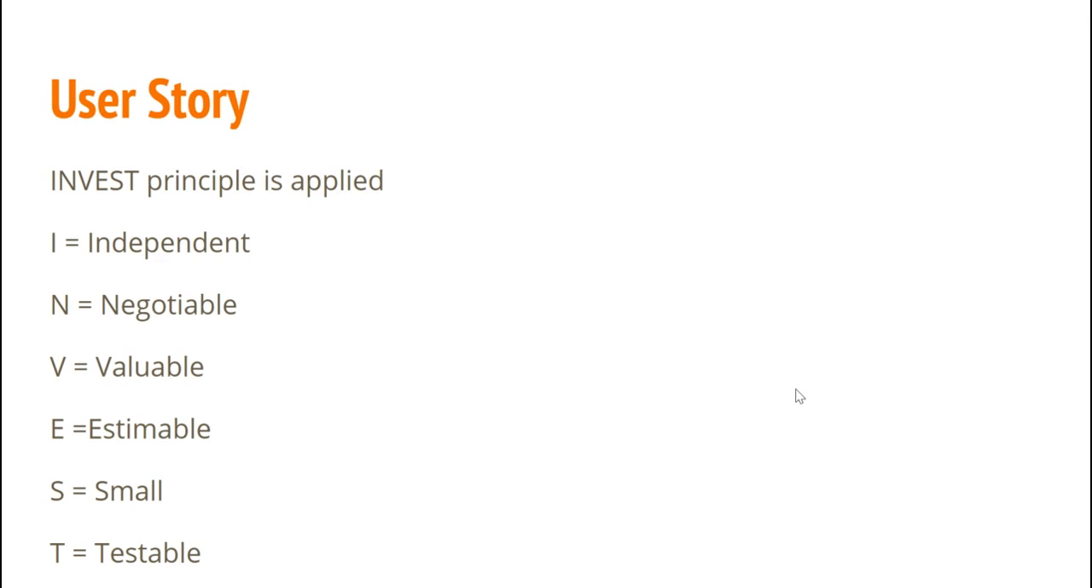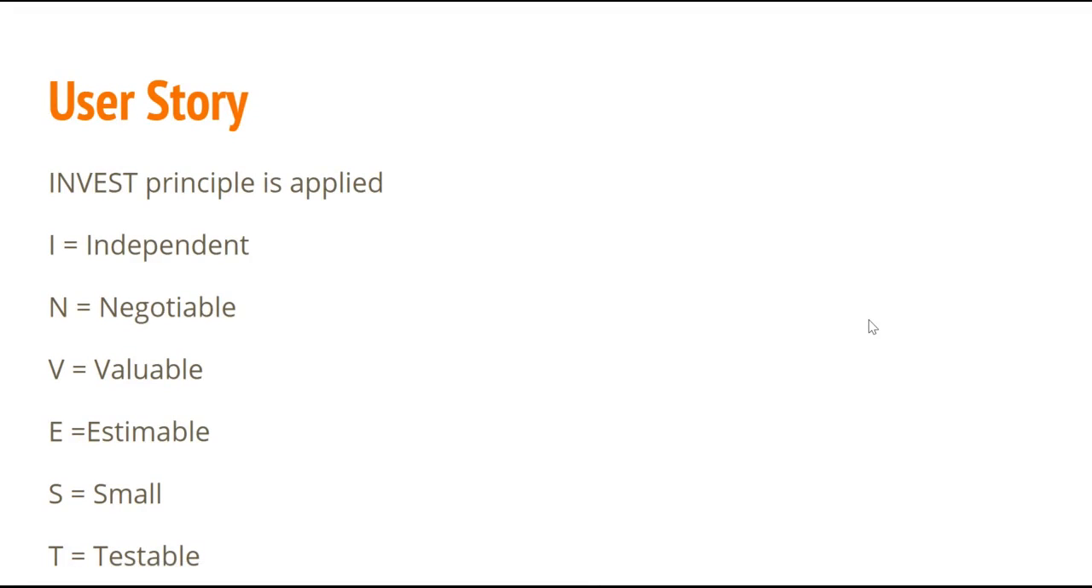The next term that we have is estimable. Well, a user story should be defined in a way that the team can estimate the completion of that user story. Well, the next term that we have is small. So a user story should be small in size. The next we have is testable. Well, user stories are defined in such a way that our testing team can test those user stories.